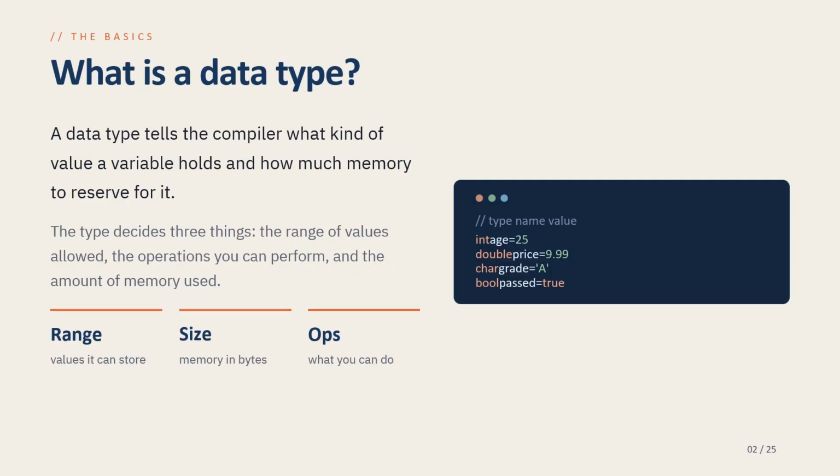So what is a data type? Before writing any program, we need to know what kind of data we are working with. A data type tells the compiler what type of value a variable will store. It also determines how much memory should be allocated, the range of values that can be stored, and the operations that can be performed on that data. For example, an integer stores whole numbers while double stores decimal values. Choosing the correct data type helps in writing efficient and reliable programs.